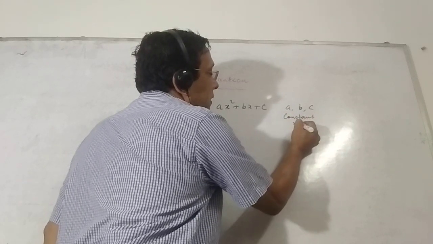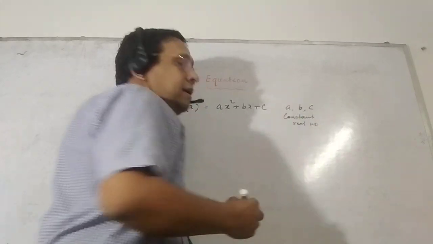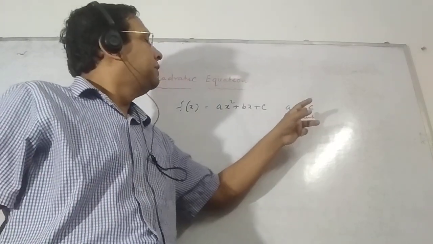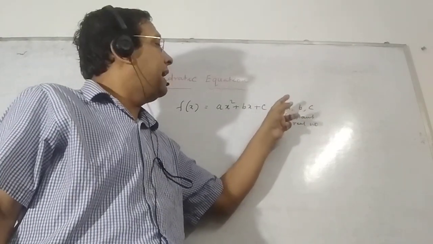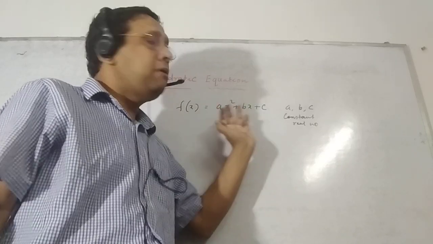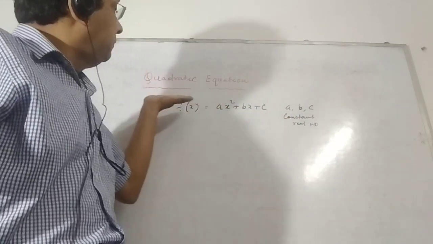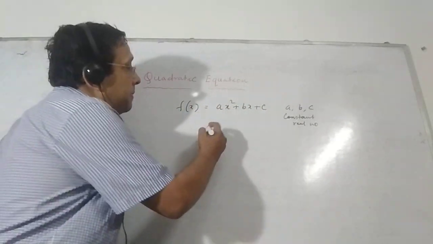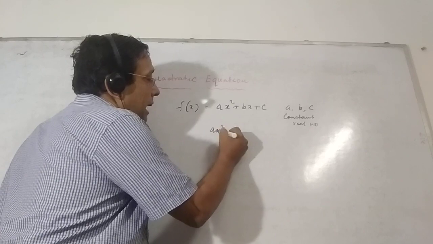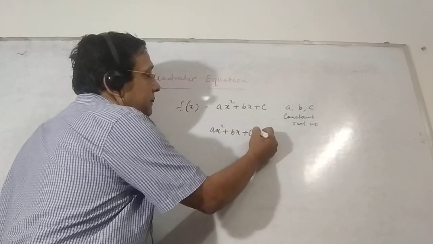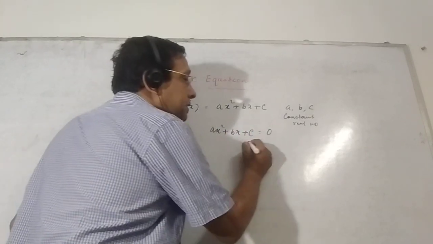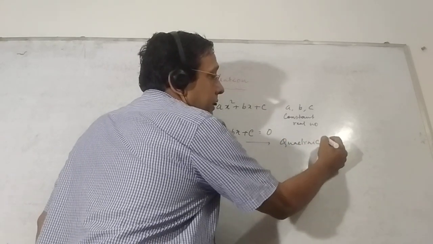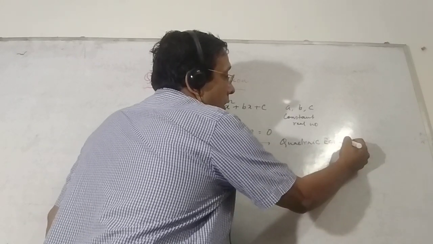So a, b, c are constant real numbers. That means this c can be 0, this b can be 0, and this a can also be 0. I will come to that one by one. Whenever this polynomial comes in this shape, that is ax square plus bx plus c is equal to 0, then this is formed as a quadratic equation.